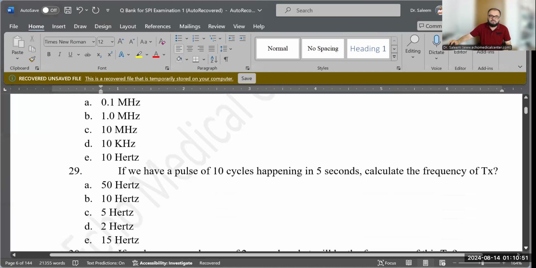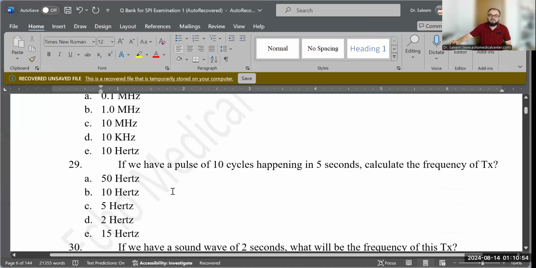Okay. Next question. If we have a pulse of 10 cycles happening in 5 seconds, calculate the frequency for this transducer. Now, what do you think here? These are the answers: 50 hertz, 10 hertz, 5 hertz, 2 hertz, 15 hertz. What is your selection? Which is the best answer?